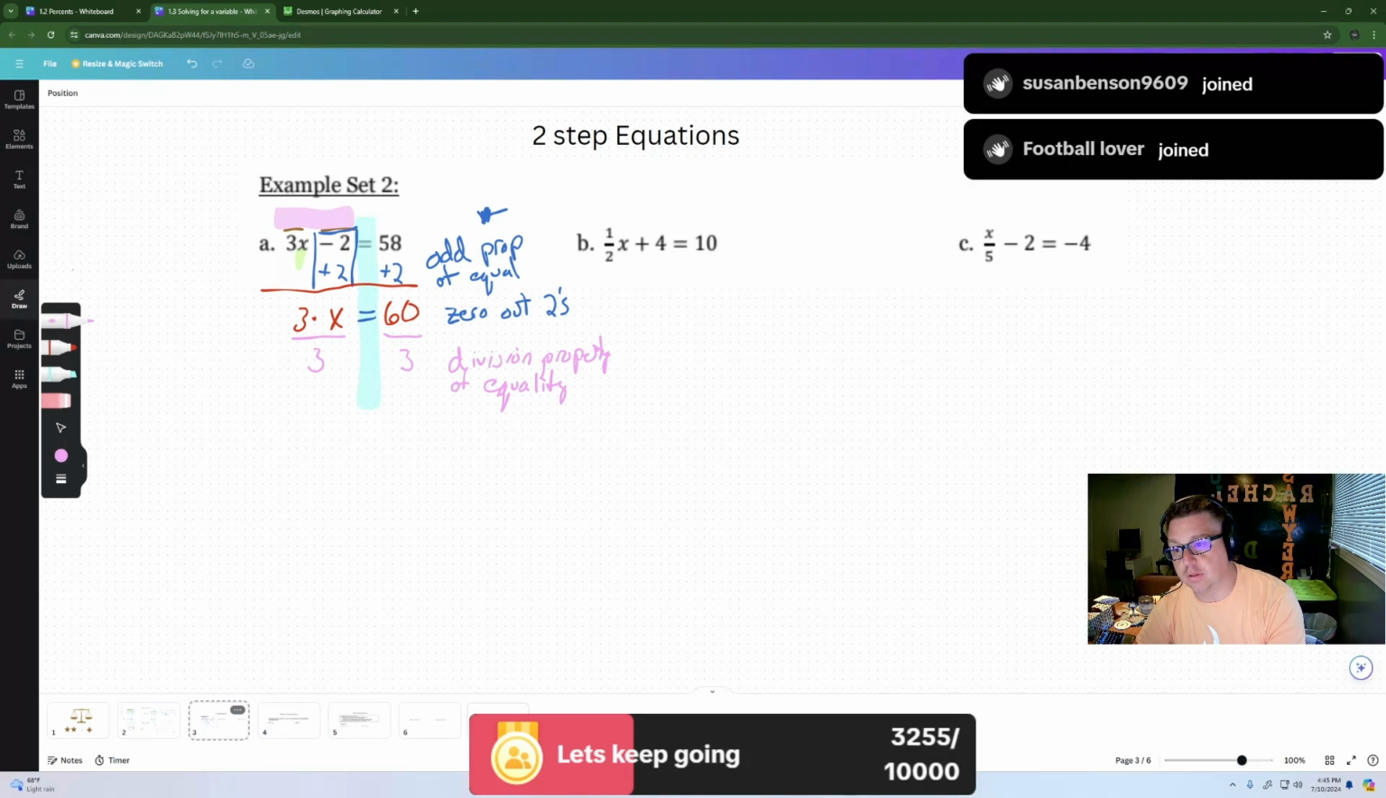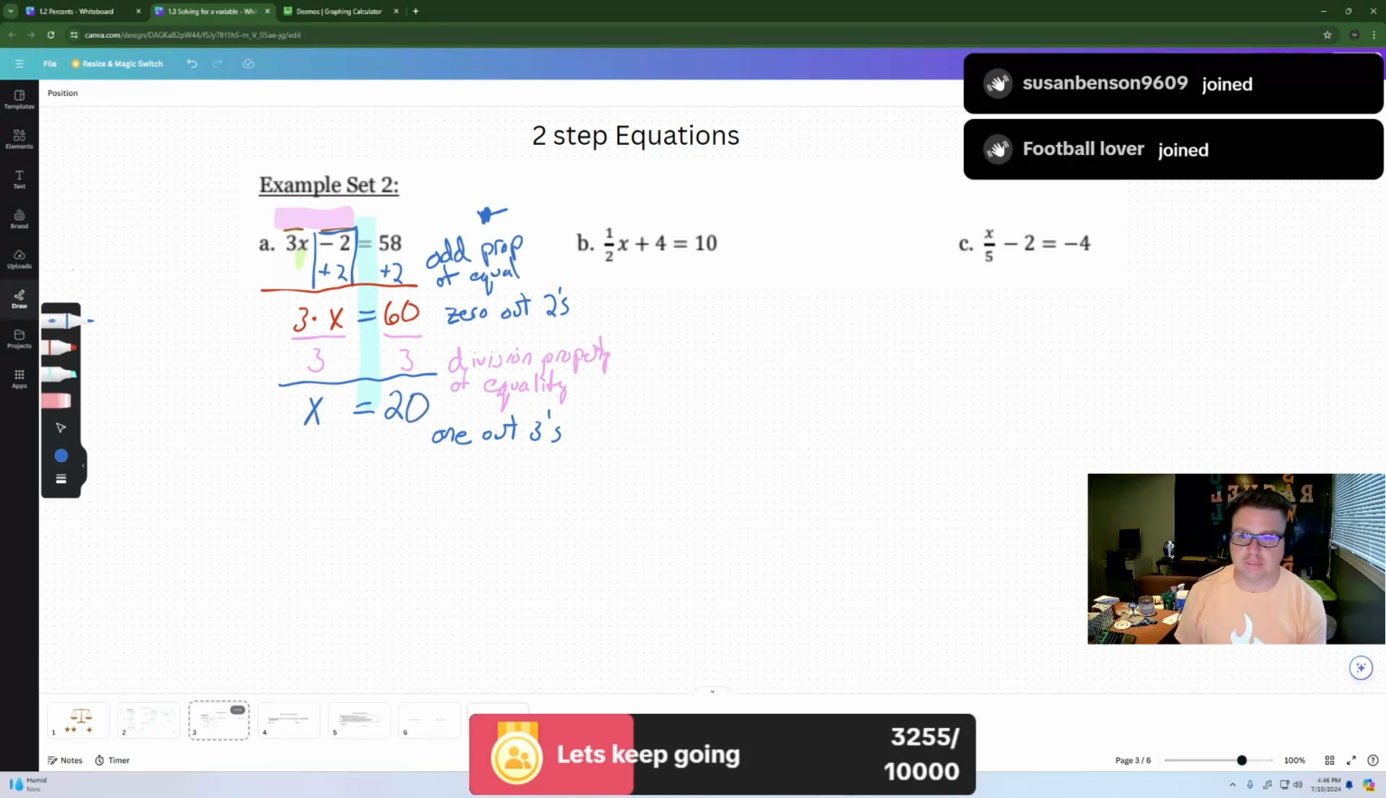So what happens to the 3 divided by 3? We talked about that. We want to 1 out the 3's, because once we 1 them out, we've got our variable by itself. And then we can do 60 divided by 3. Well, 3 times something gives me 60. 3 times 2 gives me 6. 3 times 20 gives me 60. And there you have it.